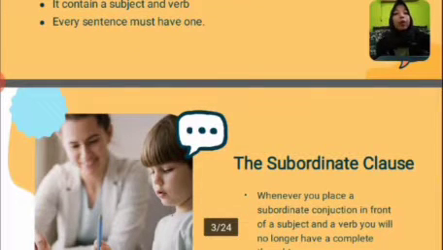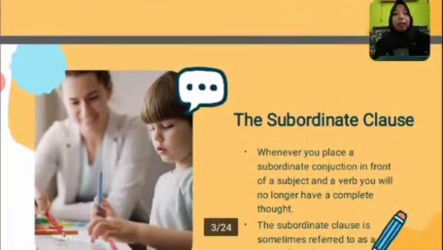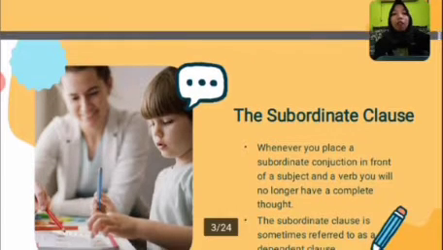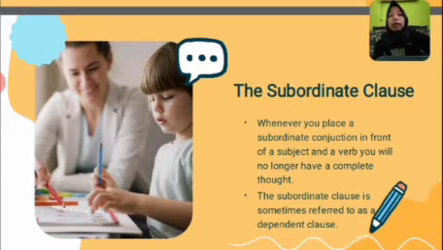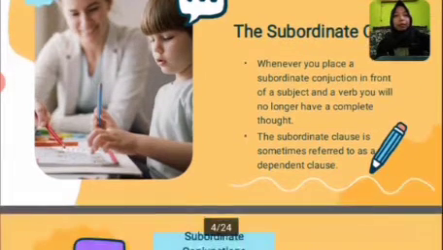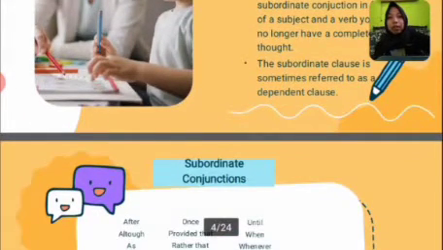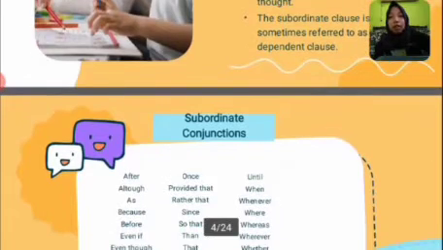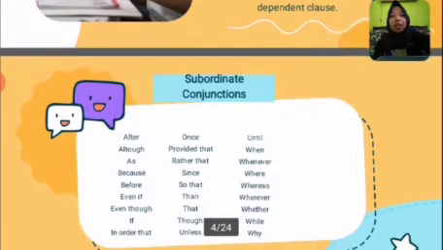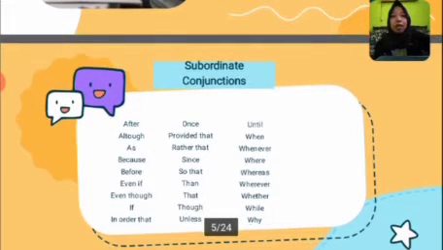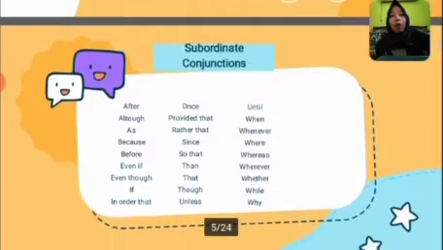Whenever you place a subordinate conjunction in front of a subject and a verb, you will no longer have a complete thought. And the second is the subordinate clause is sometimes referred to as a dependent clause. Okay, the subordinate conjunctions are like after, although, as, because, before, even if, even though, once, rather than, since, and so many. You can read it alone in our presentation.